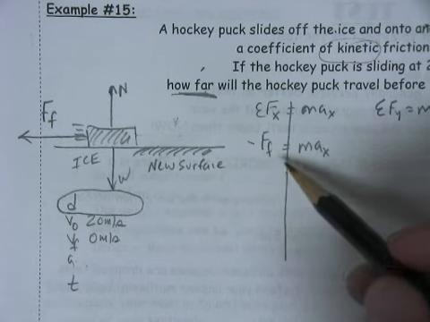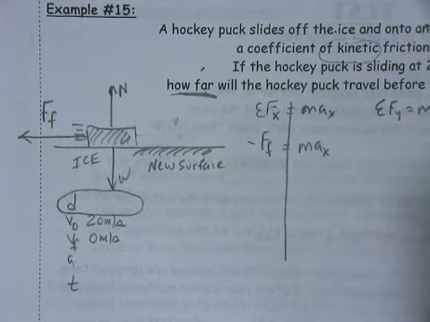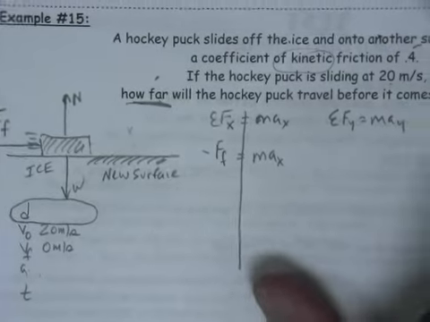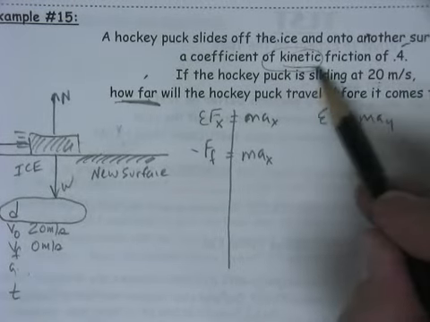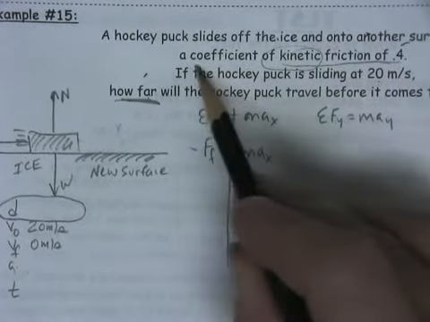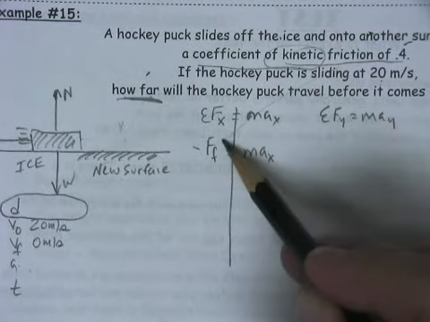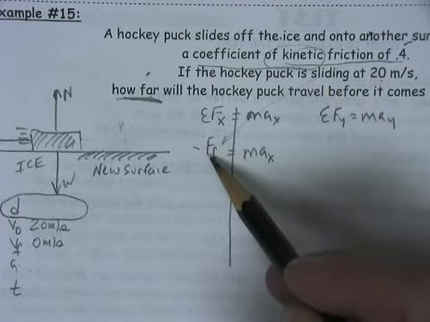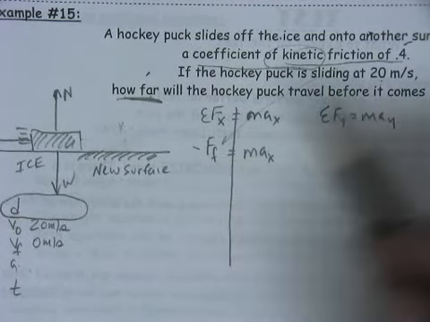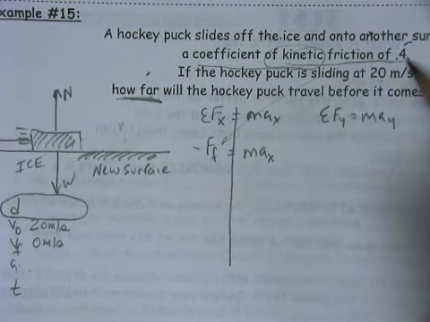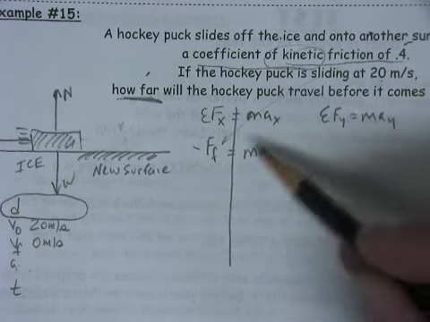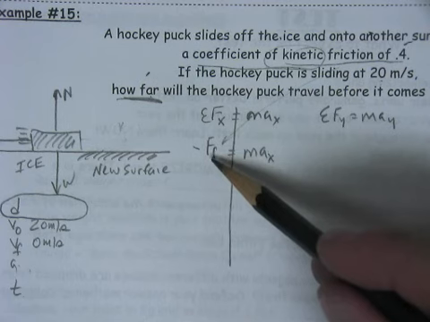Now, let me say this. At this point, a lot of people think that the coefficient of kinetic friction goes in for f of f. Remember, f of f is a force. It's measured in newtons. This coefficient of friction has no units. I can't plug 0.4 in for force of friction. It doesn't work that way.